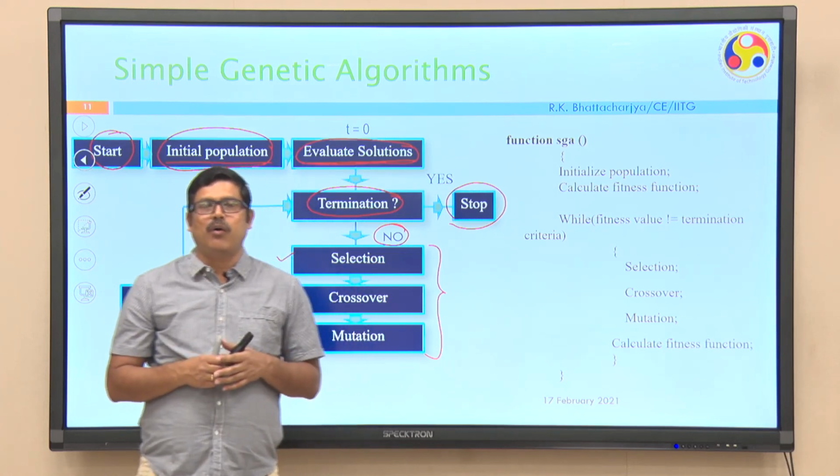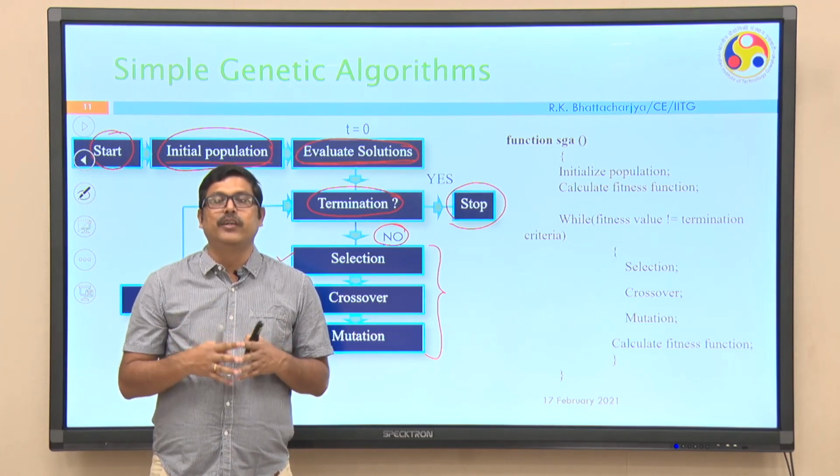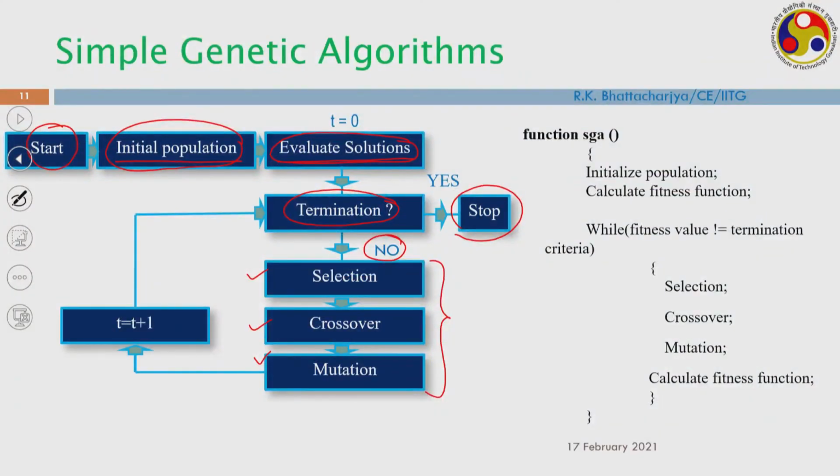I will discuss how these operators can generate new solutions. They will generate a new generation, that is, t equal to t plus 1. Then you will check the termination criteria again, and the iteration will continue. This iteration will continue until the criteria is satisfied, and once it is satisfied, you will get your solution, the optimal solution. So, this is the simple genetic algorithm.